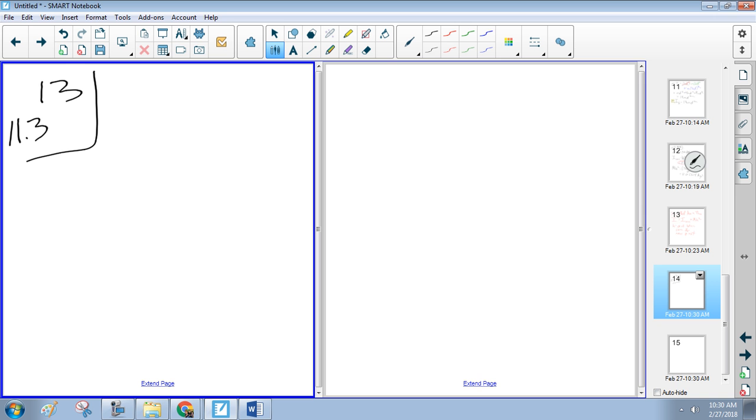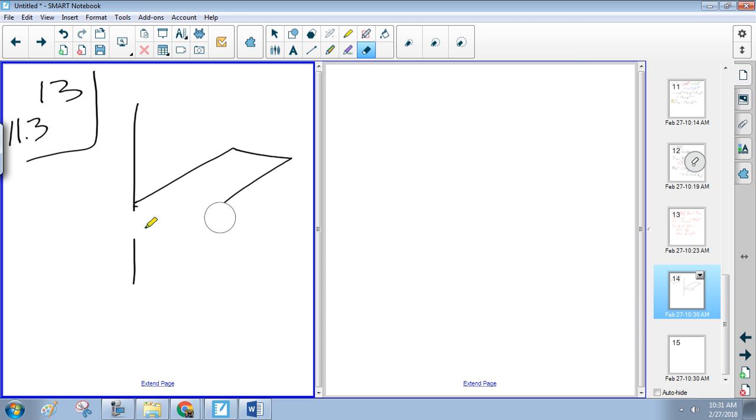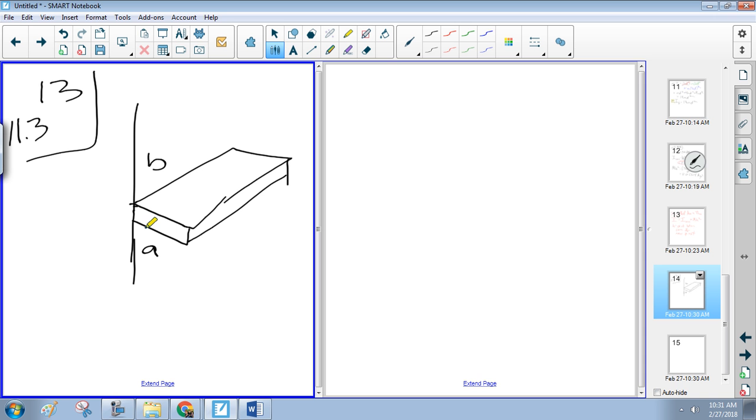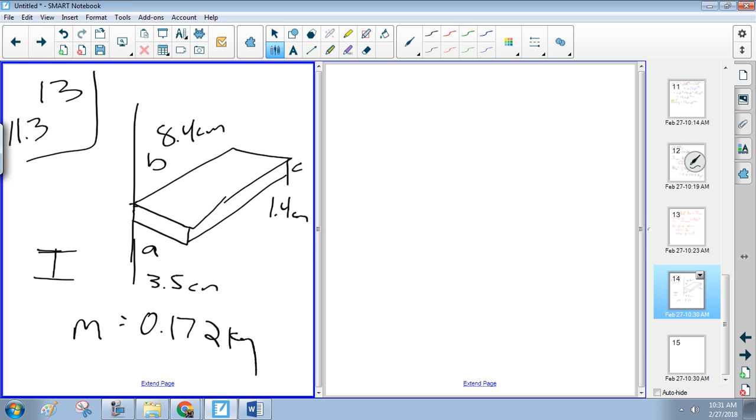So it gives you this weird shape. All right, and then it gives you the dimensions. This side is A, this side is B, the height is C. And we want to find out what the rotational inertia of this thing is. A is 3.5 centimeters, B is 8.4 centimeters, C is 1.4 centimeters, and then the total mass is 0.172 kilograms.